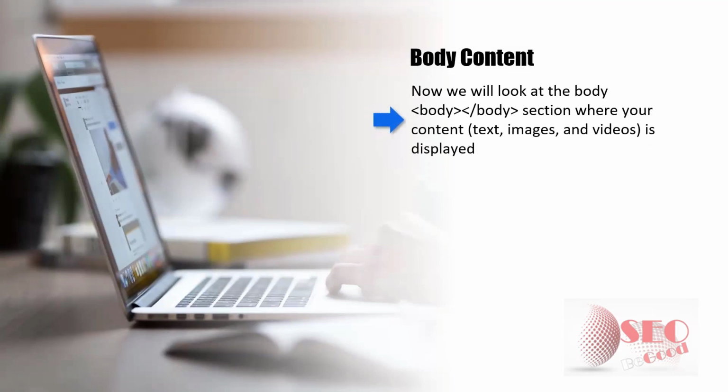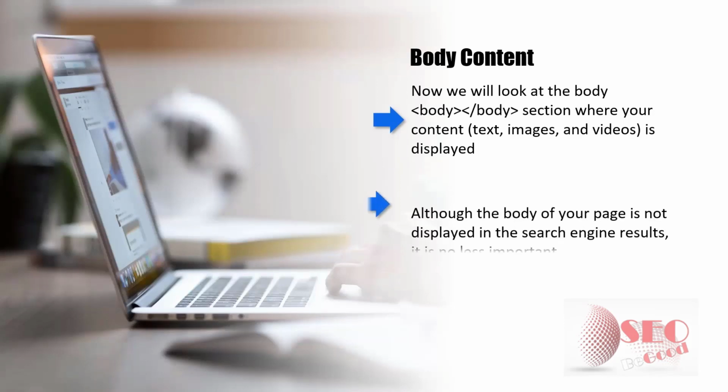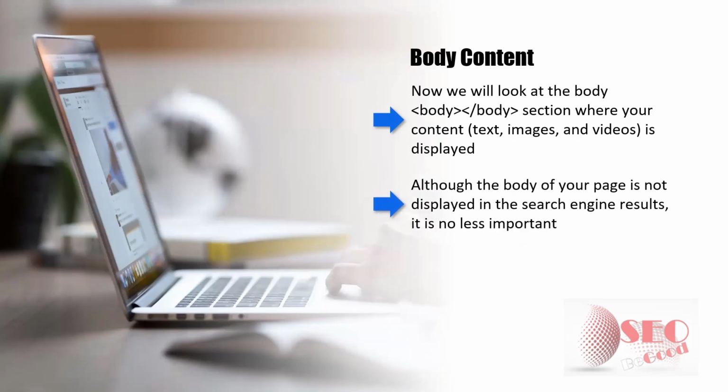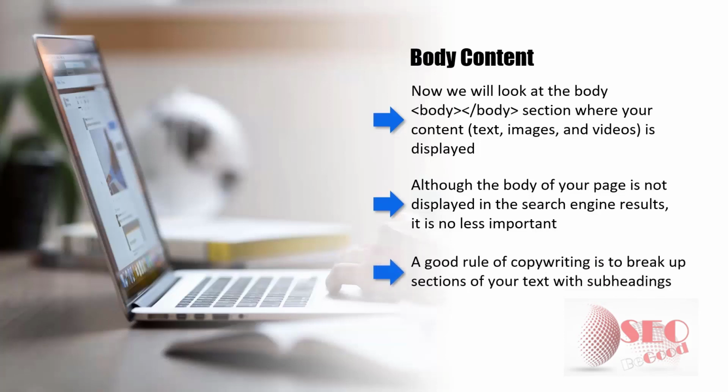Body content. Now we will look at the body section where your content, text, images, and videos are displayed. Although the body of your page is not displayed in the search engine results, it is no less important. The Googlebot doesn't just read your title and description, it will read everything that is on your page as well. A good rule of copywriting is to break up sections of your text with subheadings.